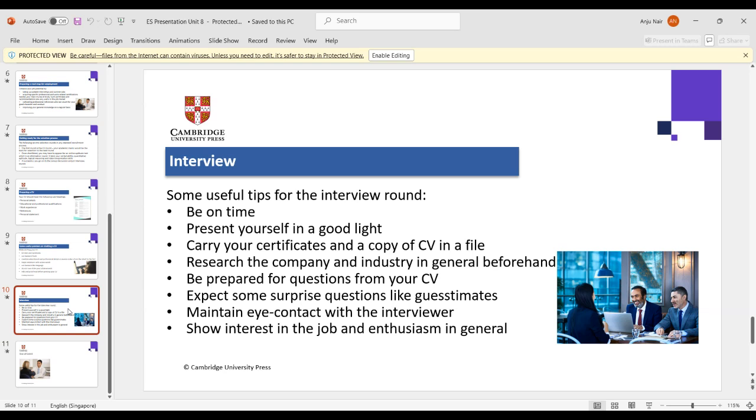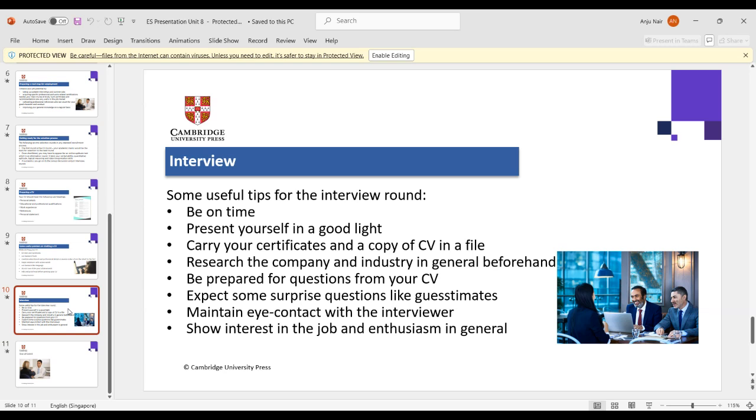You cannot get a job very easily. You need to grab the opportunity. But how would you grab it? By being smart, by working smart, and hard work of course matters.